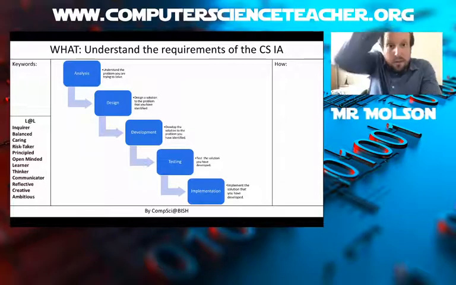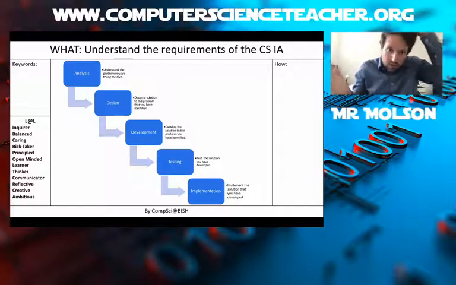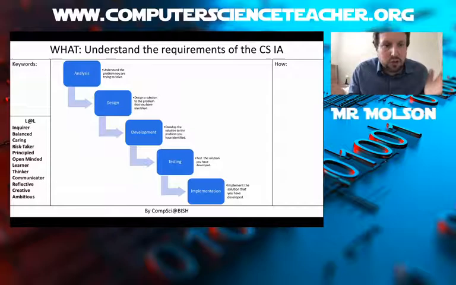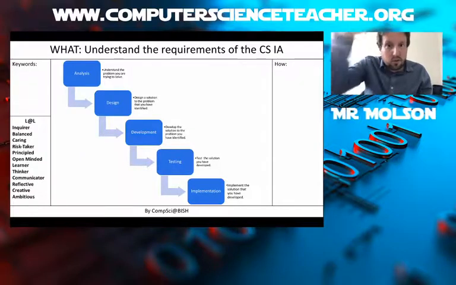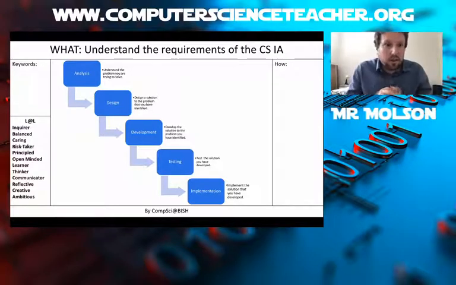You can't just talk about designing a hotel booking system and then not implement it for the client. So the examiner is going to expect you to say, okay, well, in my implementation phase, I'm going to organize the hosting. I'm going to upload it to the hosting software. I'm going to train my client on how to use the system. I'm going to train the staff on how to use the system.